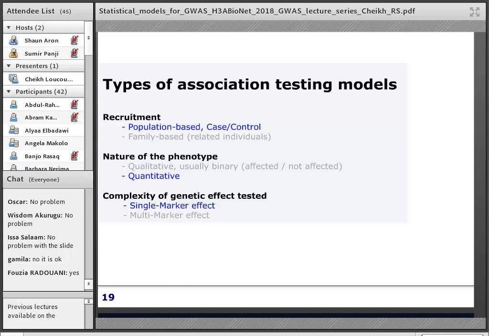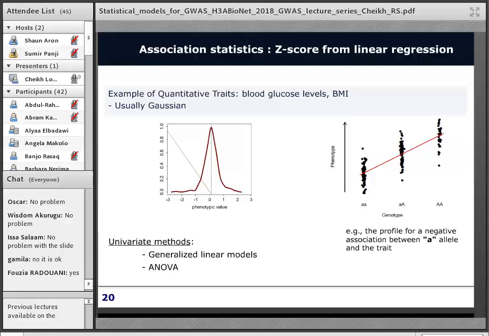So let's move to association testing when the phenotype is quantitative. So it's the same design. You have population-based recruitment. You are testing one SNP at a time, and your phenotype is quantitative. And here, in general, the association statistic is a chi-square from linear regression. You can have it by a linear regression or a generalized linear regression if your quantitative phenotype is not normal. For example, it can be distributed as a Poisson or exponential distribution. So if it's not a Gaussian, you have to use a generalized linear model.